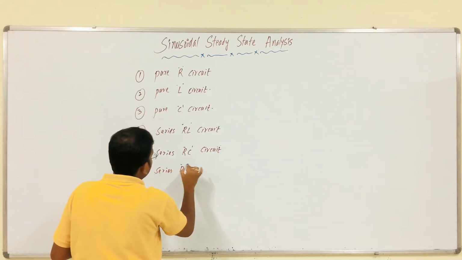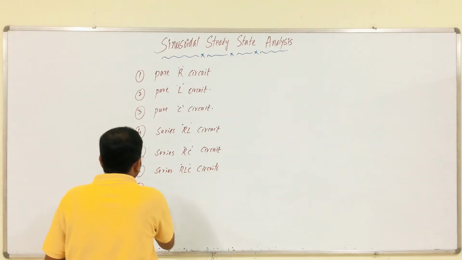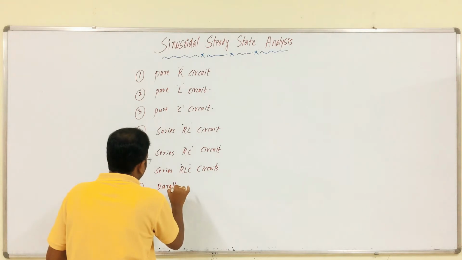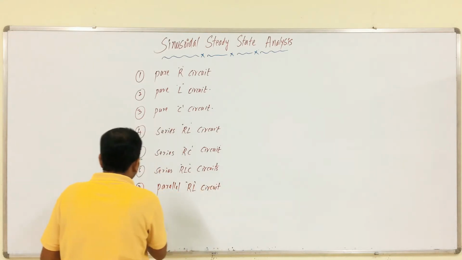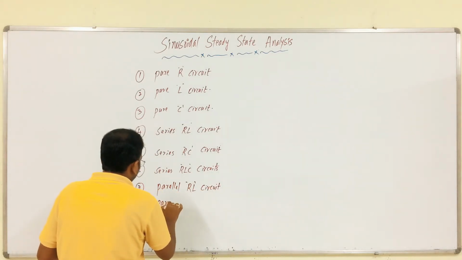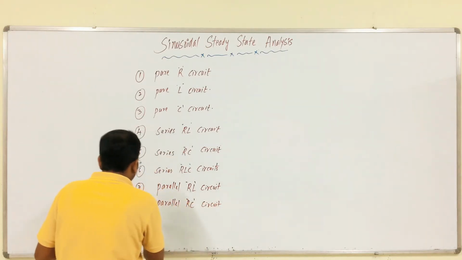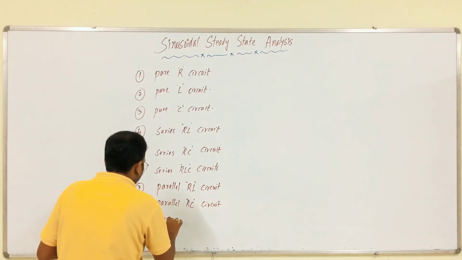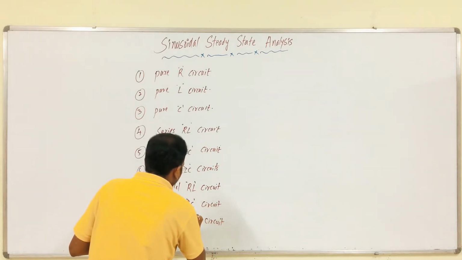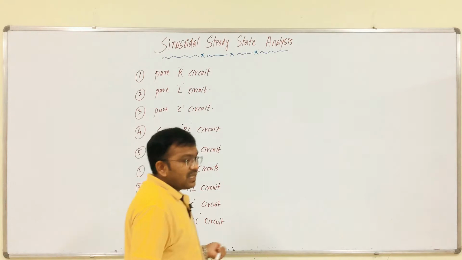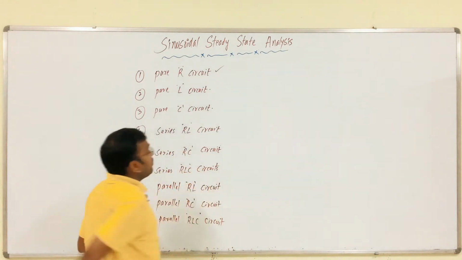Sixth, the series RLC circuit, seventh the parallel RL circuit, the parallel RC circuit, and the last one, the parallel RLC circuit. So, for these 9 circuits we have to analyze the steady state performance. Okay. Now, first we discuss the pure resistive circuit.